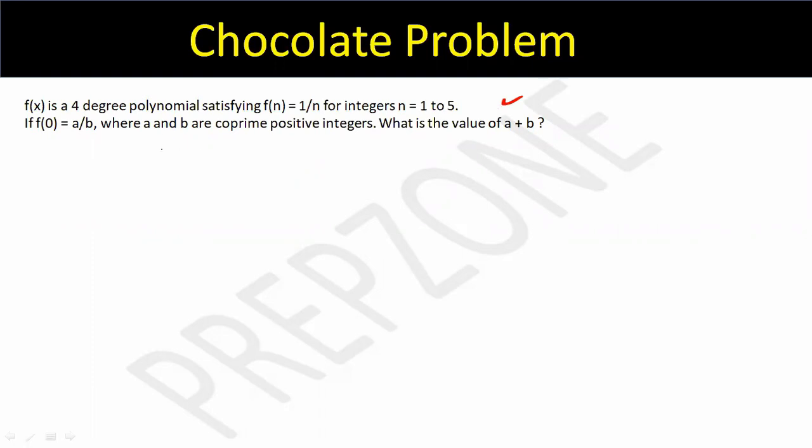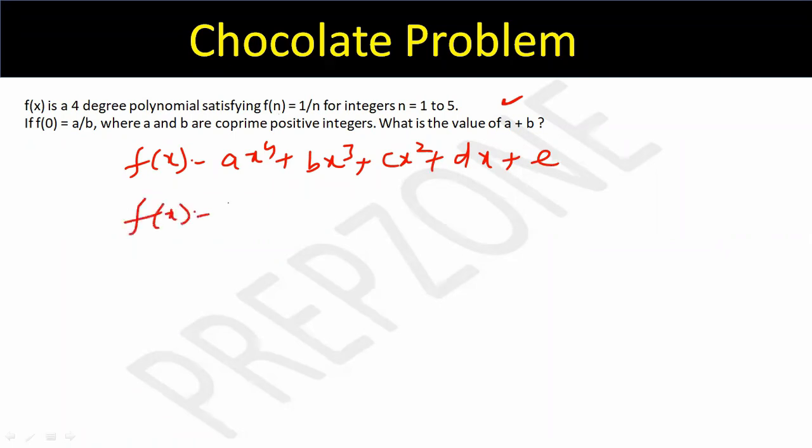So what is given to us? What is given to us is that f(x) is a 4-degree polynomial, right? Which means we'll assume f(x) to be ax to the power 4 plus bx cube plus cx square plus dx plus e, right? And what is given to us is that f(x) is also equal to 1 by x for x equals 1, 2, 3, 4 and 5. Okay, these are the two things that are given to me.